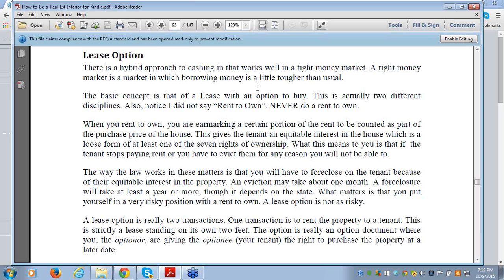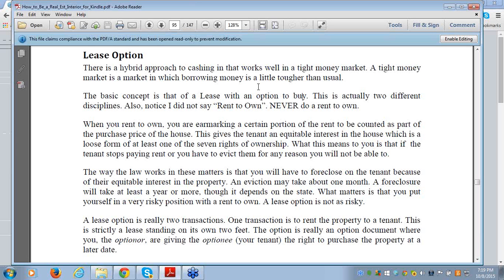As you can see in a lease option, while they act more like owners, they have less ownership rights. Whereas in a rent to own, they act more like tenants and have more ownership rights. Okay, that's a big distinction. I hope you guys remember that and write that down.